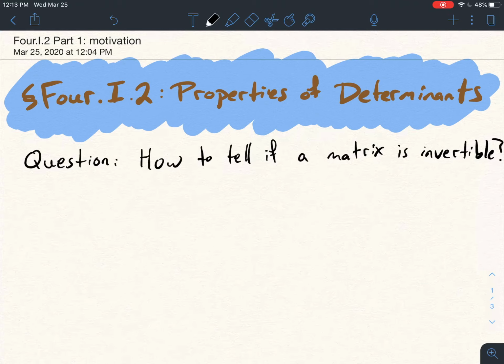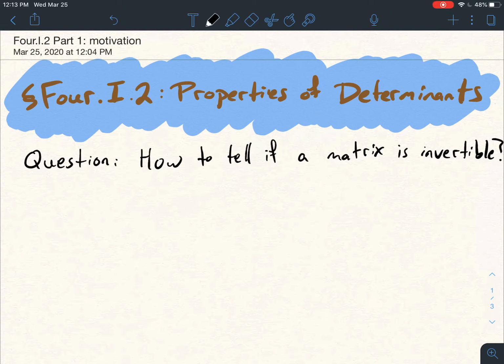So, section 4.1.2, we're going to be talking about properties of determinants and motivating the definition a little bit. The main question is, how do we tell if a matrix is invertible?